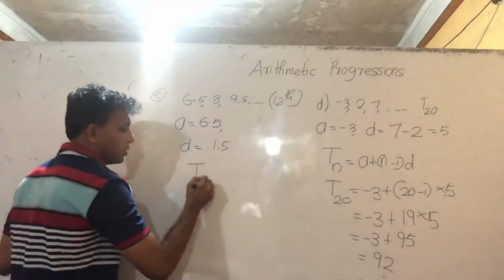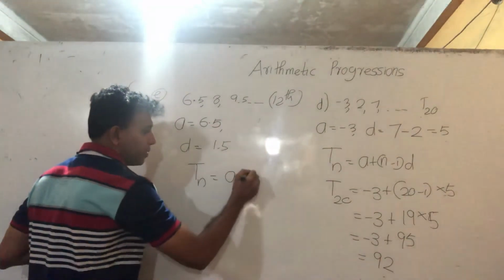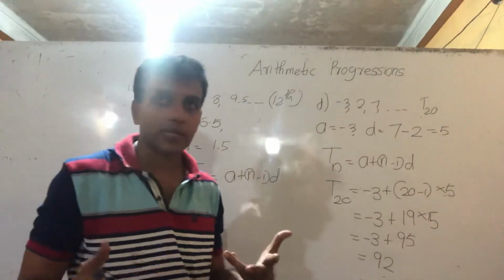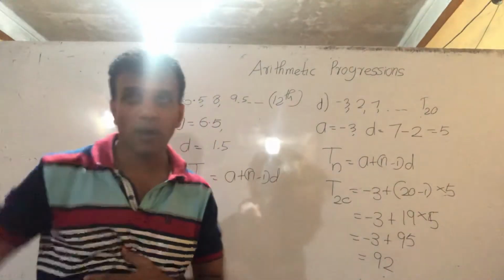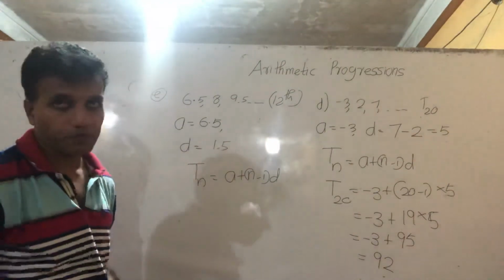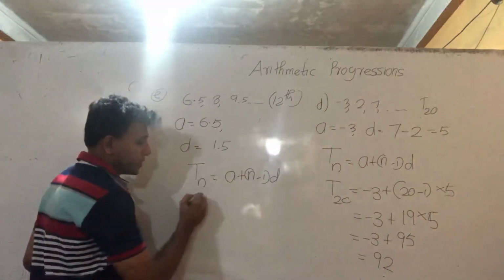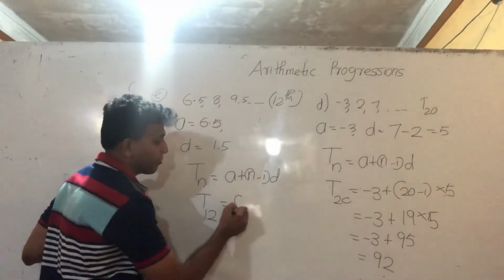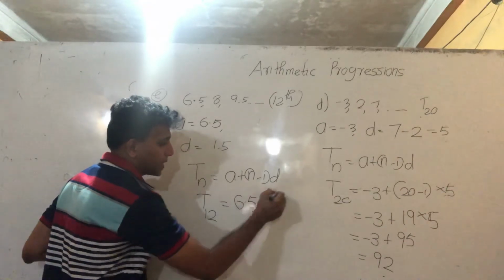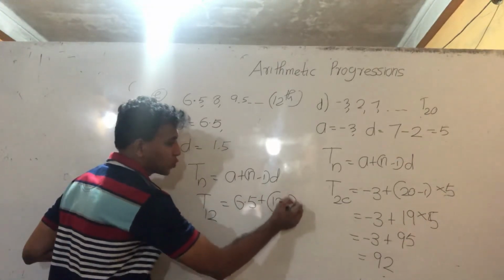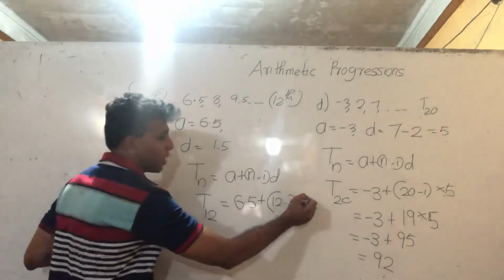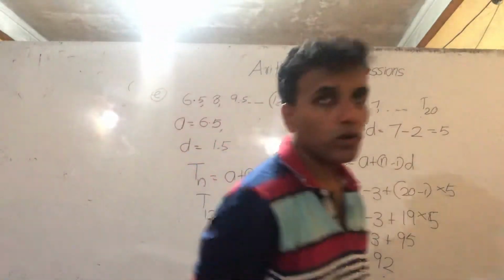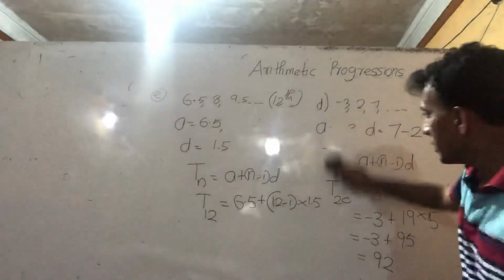Tn equals a plus (n minus 1) times d. So I hope you are familiar with this formula now by heart. Don't miss that; till your A levels and after, in some advanced mathematics, we use this formula. So what is that? 12th term, T12, a is 6.5 plus n is 12 minus 1, common difference 1.5. Is it? Now solve it, use the primary knowledge and get the answer.